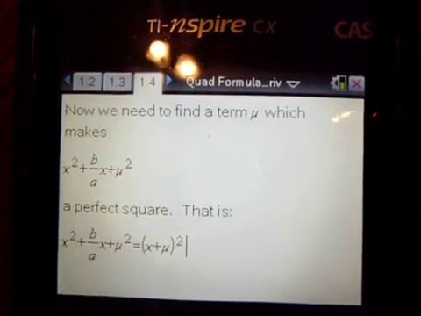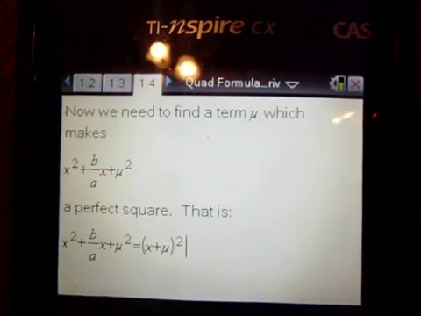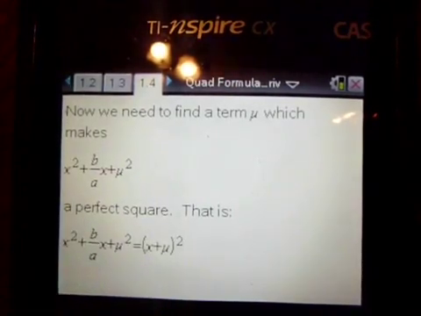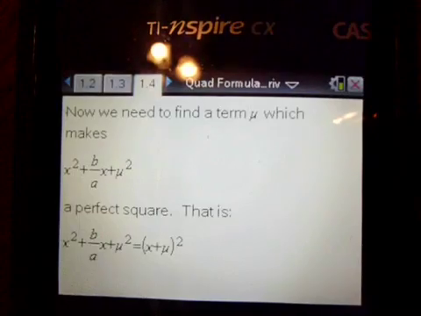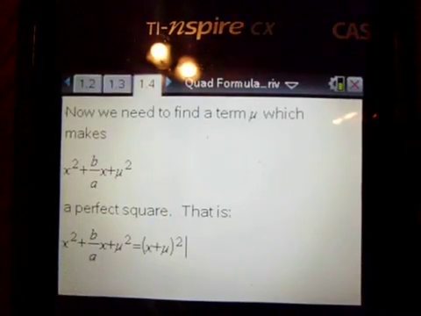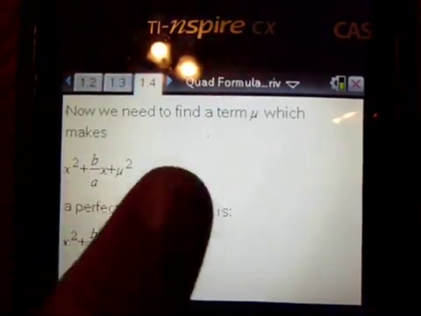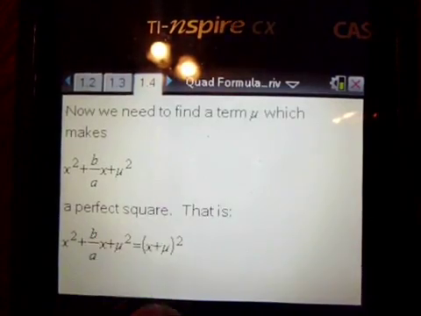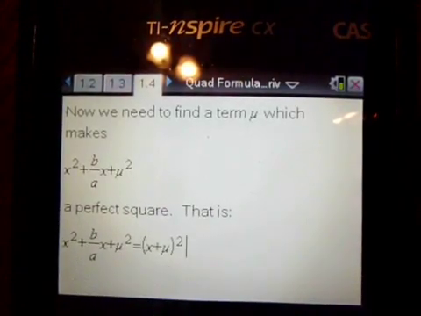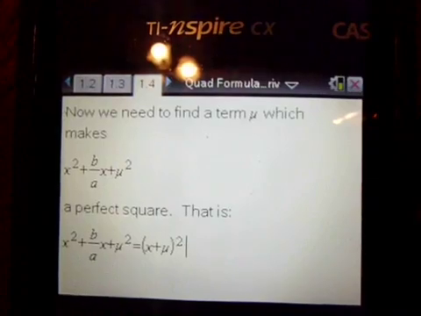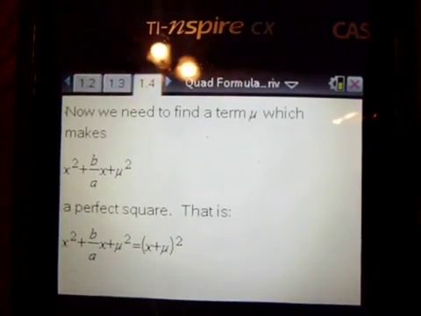Now we need to find a term, let's call it mu, which makes this left side here, x squared plus b over a times x plus mu squared, a perfect square. We can rewrite this as the quantity x plus mu, squared. This is known as completing the square.